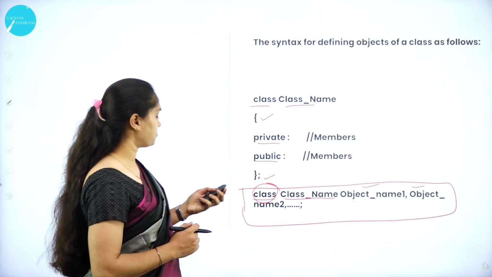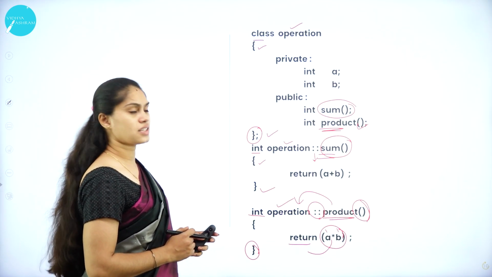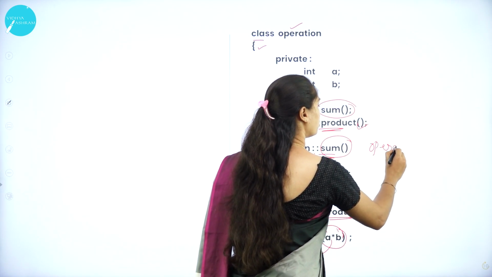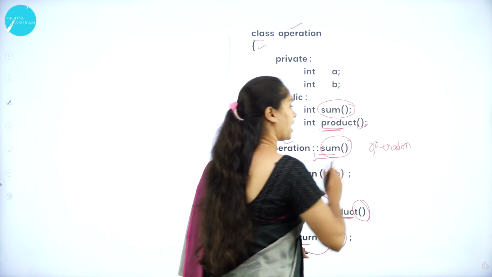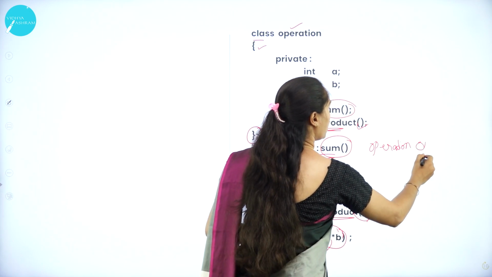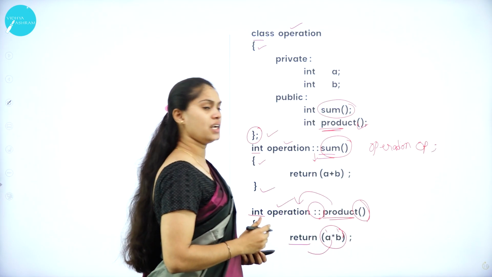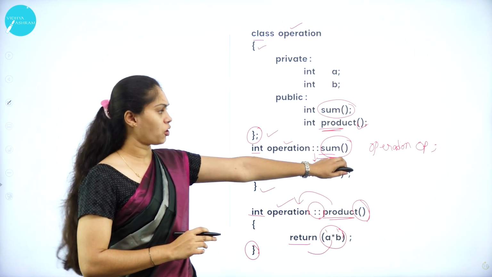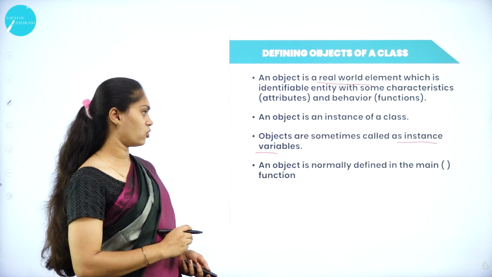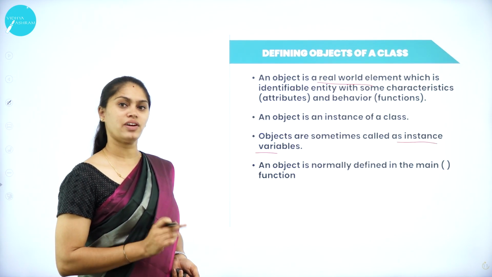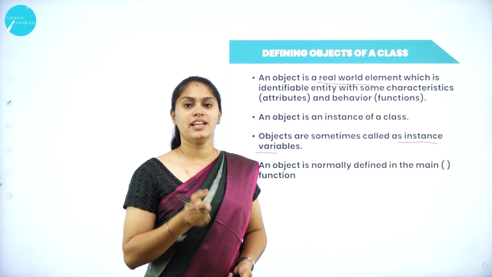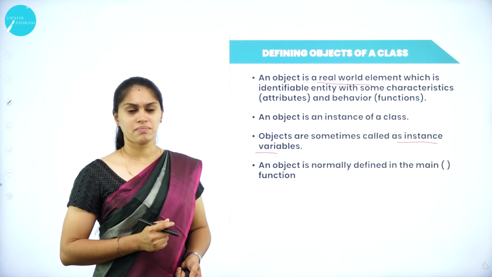For example, considering this operation, what is the class name here? Operation. How to define an object? Class name, and it must be followed by what? Object name. So I am going to create an object OP, that is nothing but the object name. I am creating an object OP for a class called operation, followed by what? Semicolon, which indicates the termination of an object declaration. But what if I want to declare more than one object? Then they must be separated by commas.